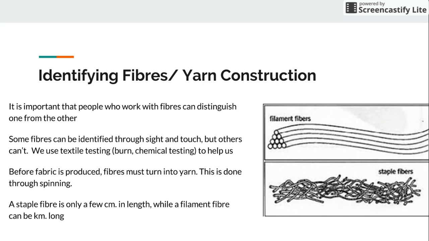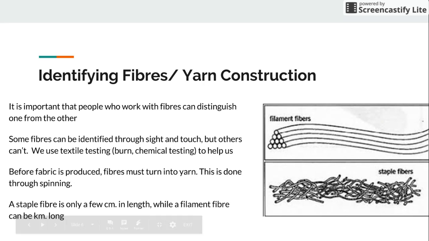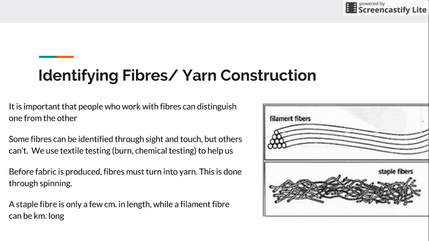Two different types of fibers that I want you to know about are staple and filament. Staple, you can see over here, are little teeny bits of fiber that get spun together into yarn. And filament fibers are longer, so they can be like a kilometer long. So these little flecks, like little fluffs, are fiber. And we can't really identify fiber through sight and touch for the most part. We have to use textile testing to figure out what kind of fiber is which if we don't know.